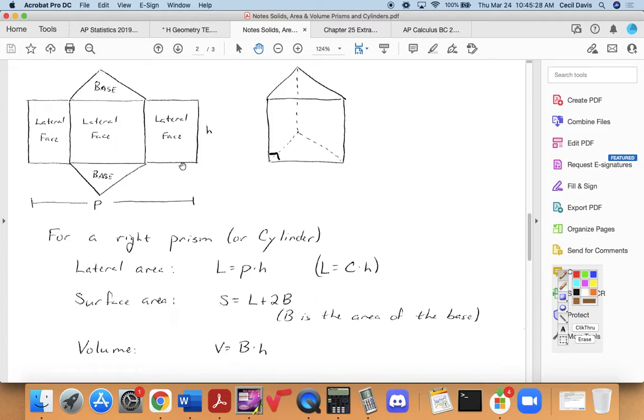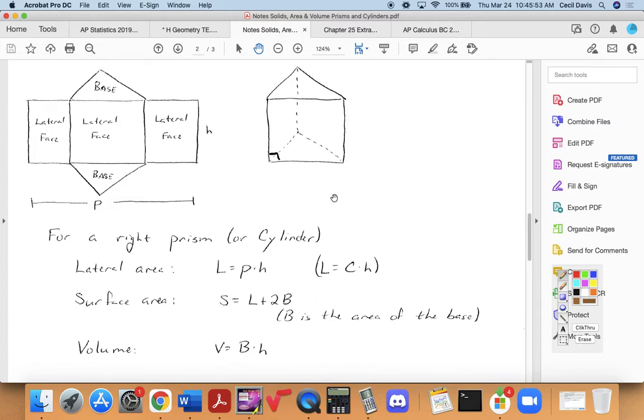This distance is going to be the perimeter of the base because this distance and this distance are the same. Oh, like if you folded it back up? Right. And this distance and this distance have to be the same. So if I add these three pieces at the bottom of the lateral face together, I get the perimeter of the base.